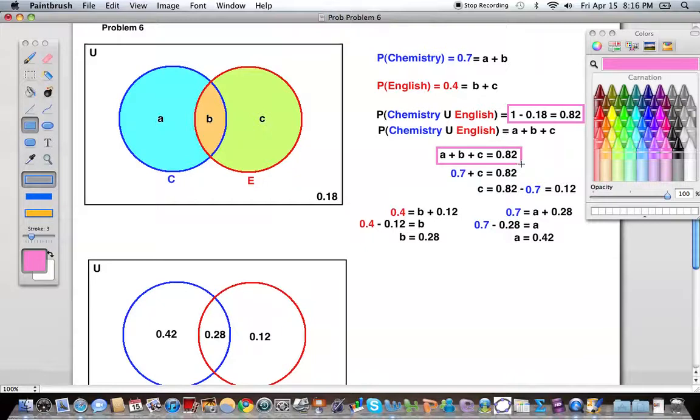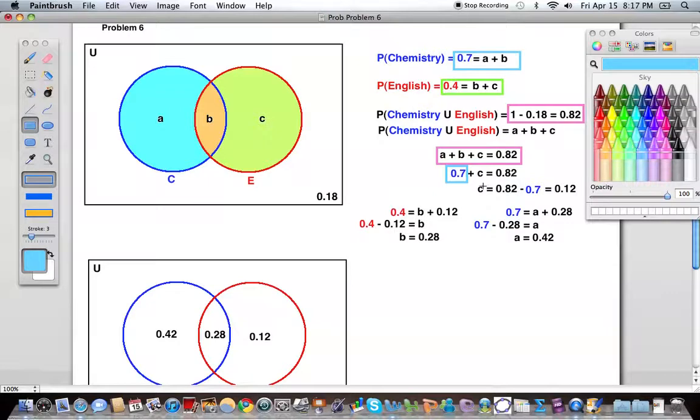We have all the information that we need in order to solve for A, B, and C. We have 3 equations, this top one, this middle one, and this bottom one here. So we'll call it the blue, the green, and the pink equations. And we can just use substitution. We see that up here we have a number for A plus B. We can plug that in right here to our pink equation and say 7/10 plus C is equal to 82 hundredths. 0.7 plus C is equal to 0.82. Solve for C. Now we know that C is 12 hundredths.